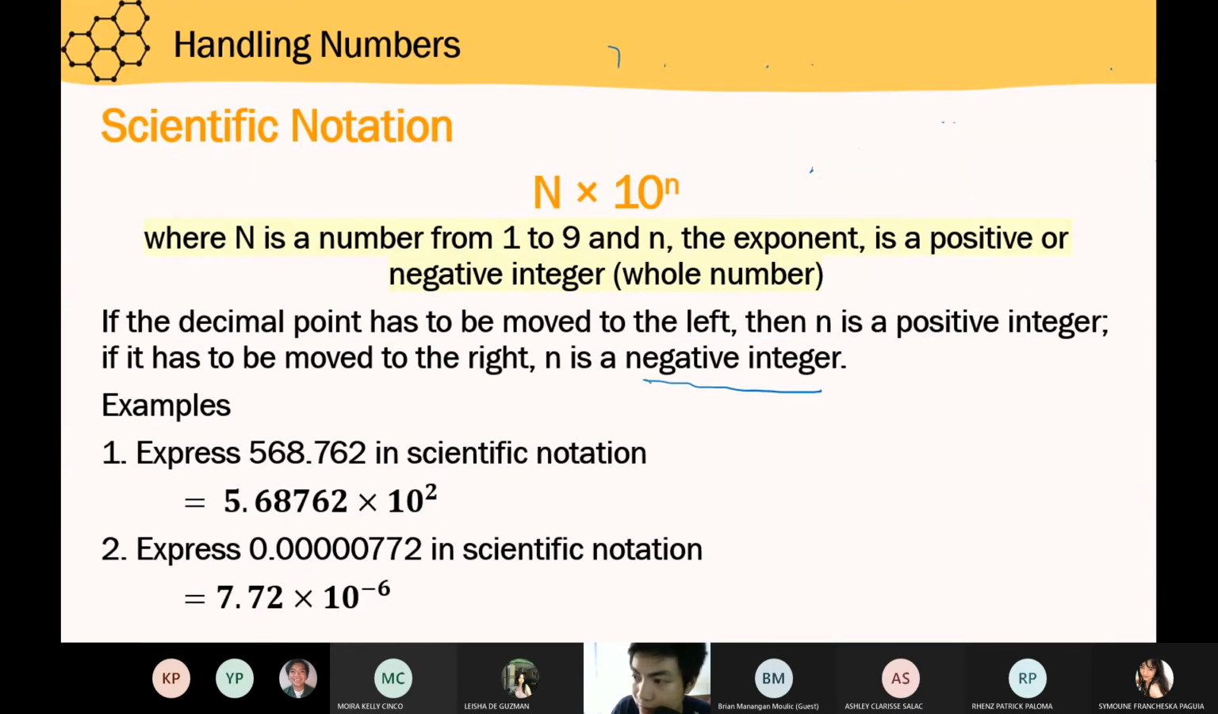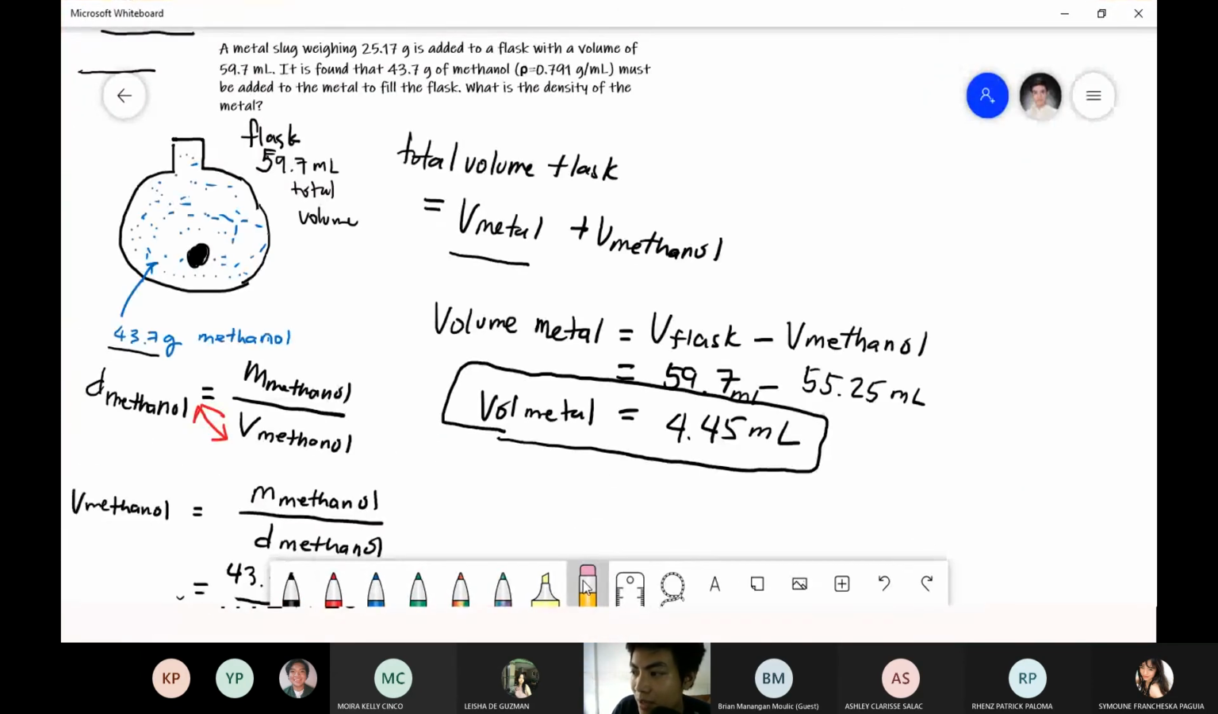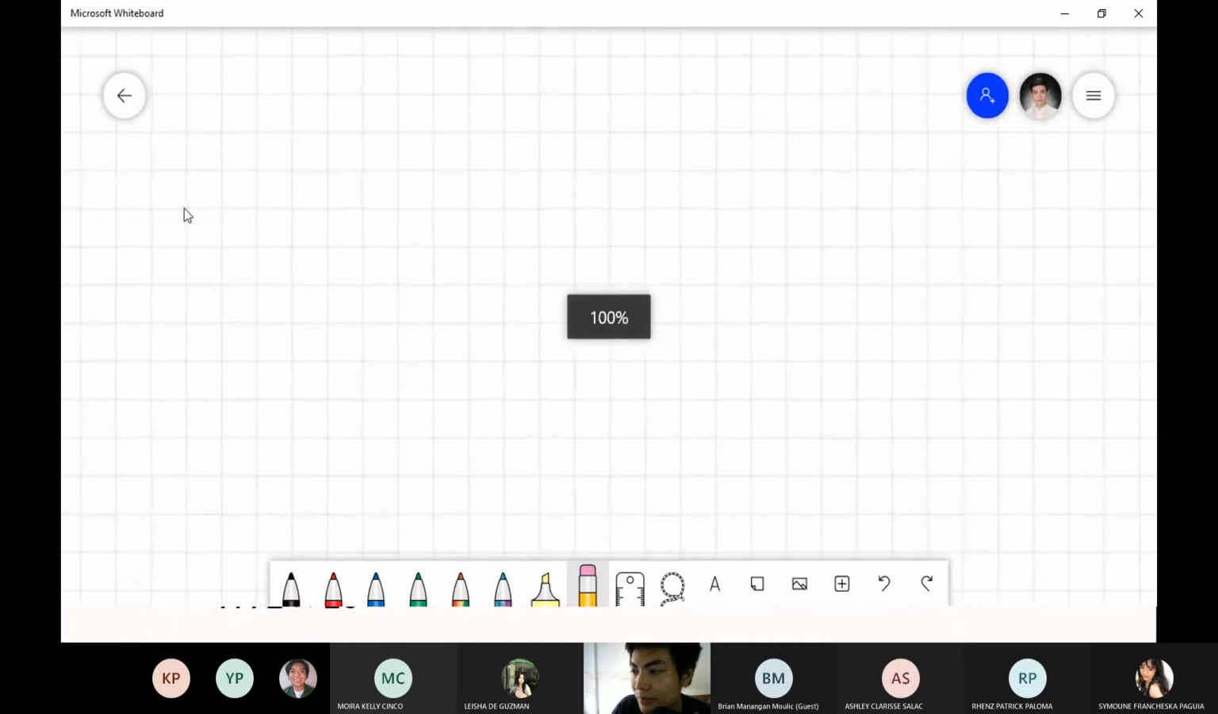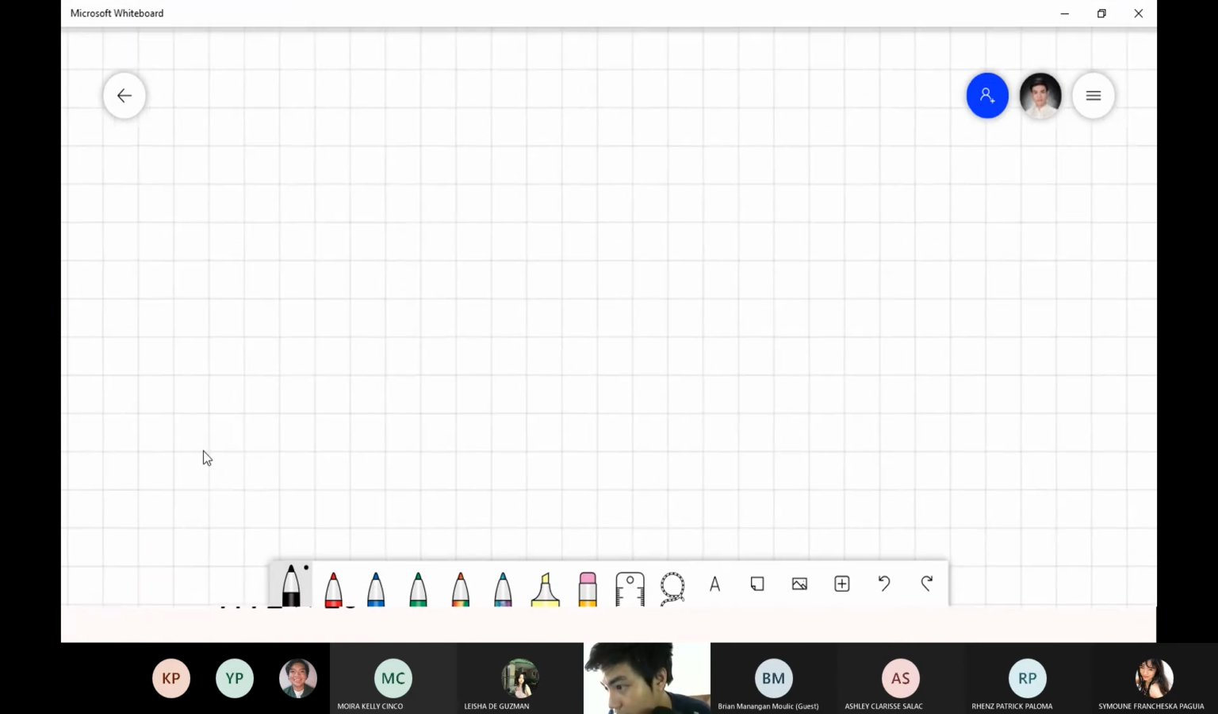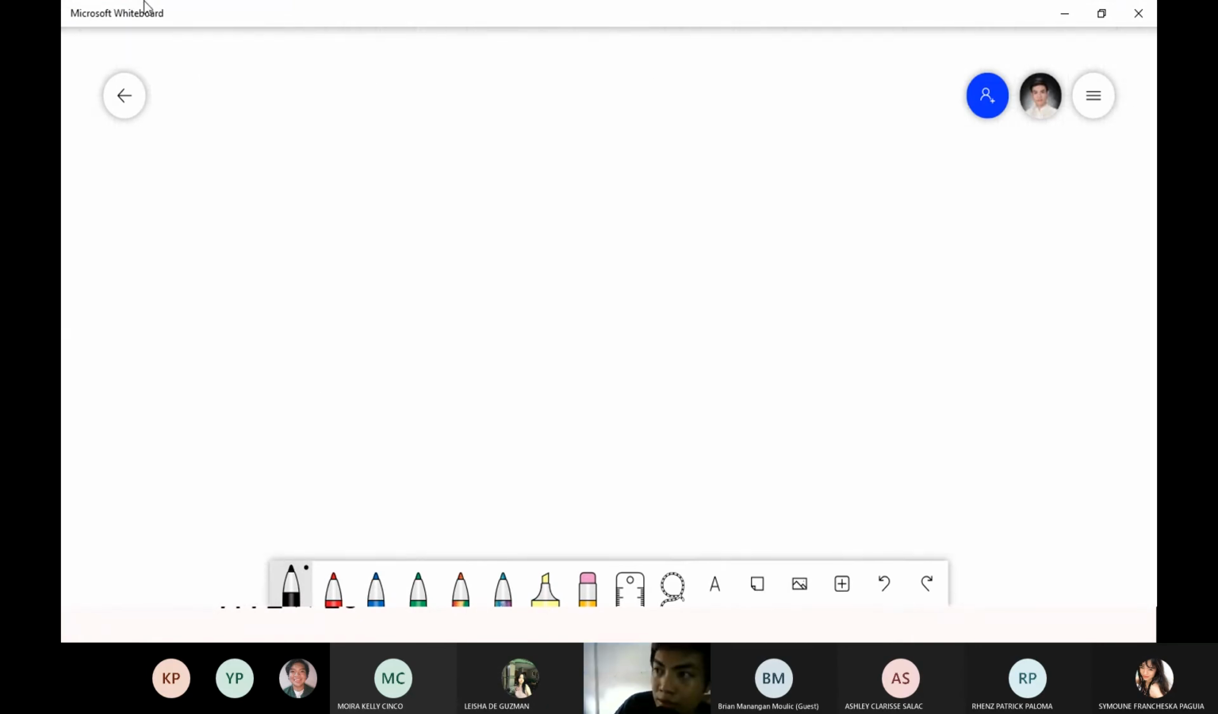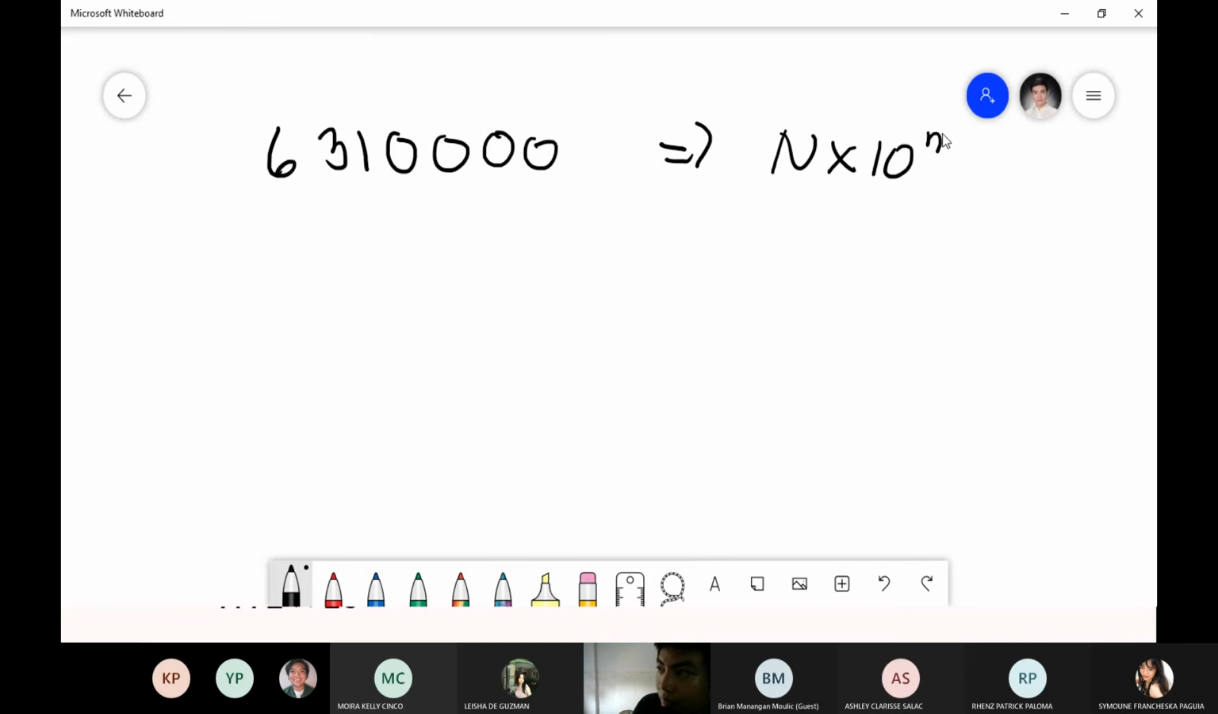So that's all. Okay, I would like to open my whiteboard again. Let's practice some items now. Suppose I have this number 631,000. How will I convert this into scientific notation? Always remember, when the number looks like that, the decimal point is at the far right end.